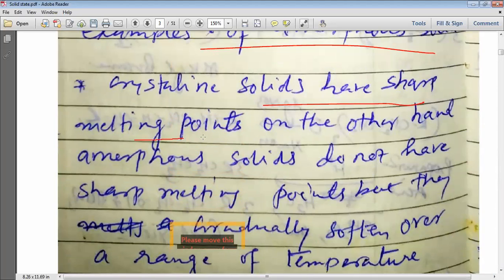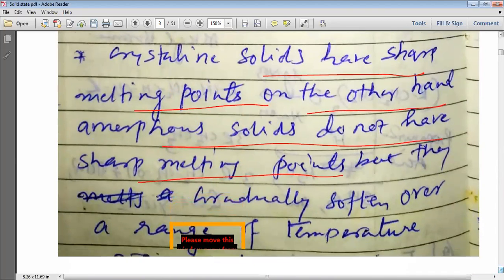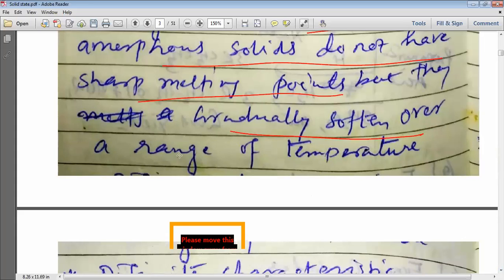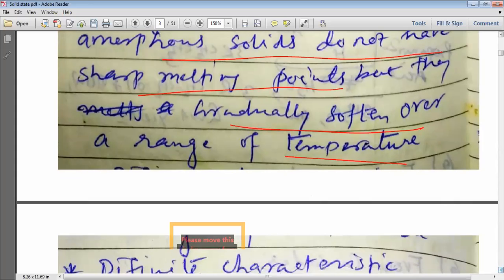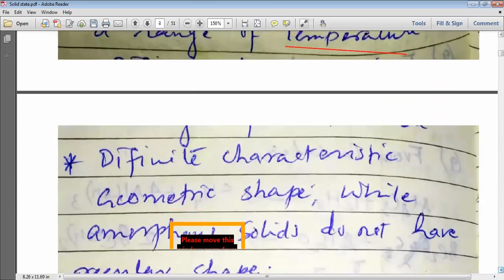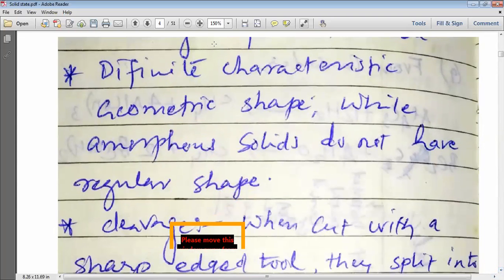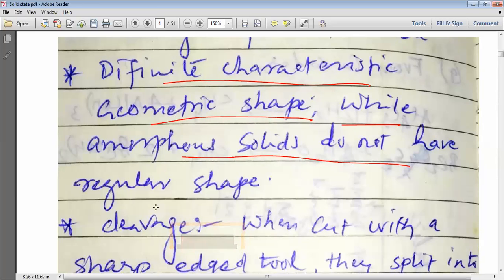Crystalline solids have a sharp melting point. On the other hand, amorphous solids do not have sharp melting points, but they gradually soften over a range of temperature. When you heat them, they become soft, softer, and suddenly they melt and start falling like a liquid. That is what you can observe in plastic. But at the same time, the complete plastic will not be turned into liquid. Some part of the plastic will be turned into liquid. So they do not have a sharp melting point. That is what we can easily understand. Crystalline solids have definite characteristics and geometric shape, while amorphous solids do not have a regular shape.